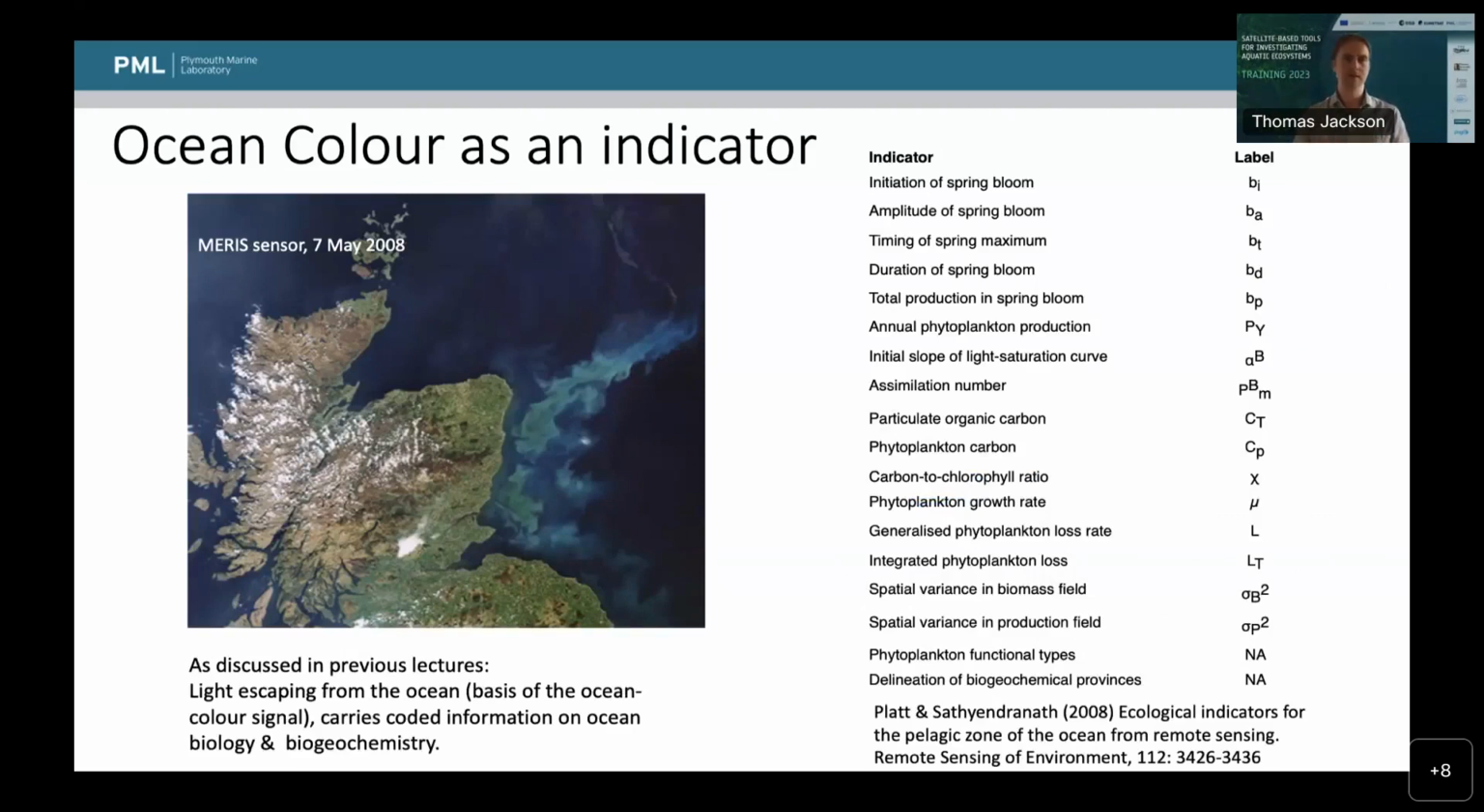whole number of indicators. Some of those are phenological, such as the ones at the top about timing of a spring bloom or the amplitude of a bloom. Some of them are more variable based, such as the particulate carbon or the phytoplankton carbon. And some of them are rates, like growth rates or loss rates. So there's a whole number of indicators that we might be interested in when we're trying to look at ecosystem status and function on longer timescales.